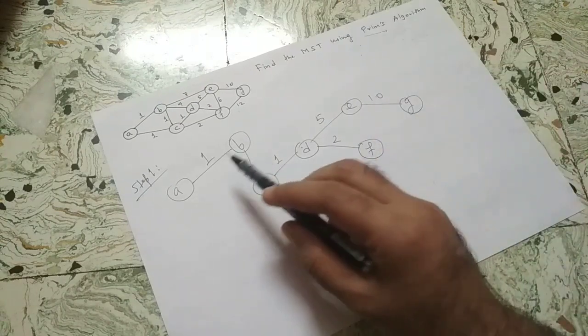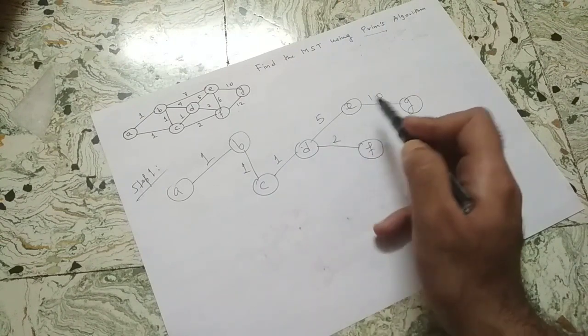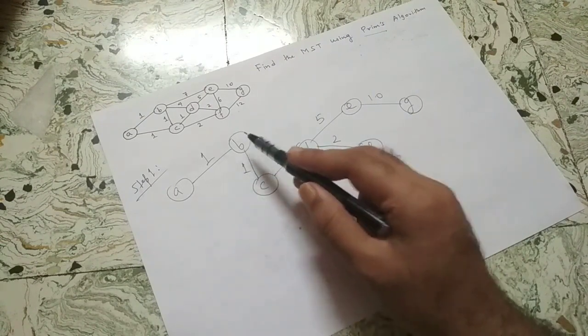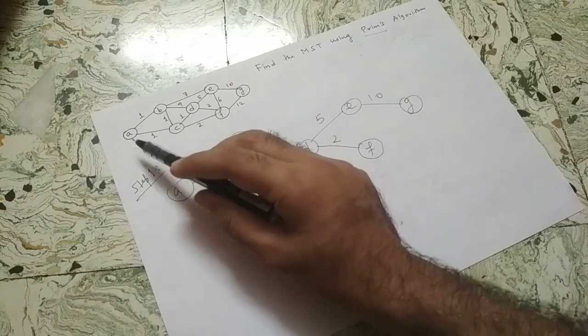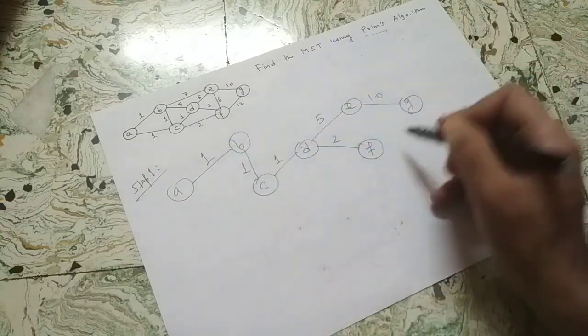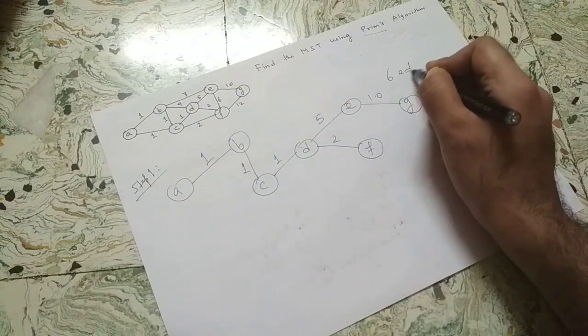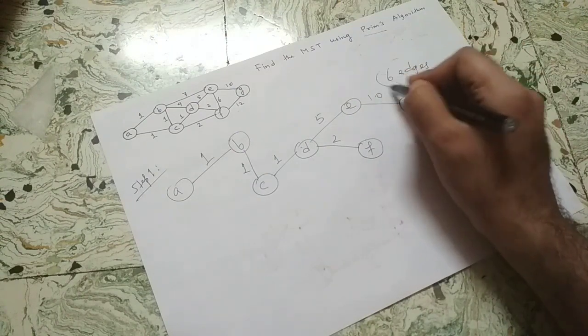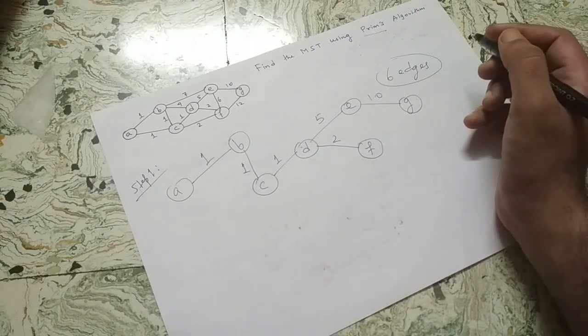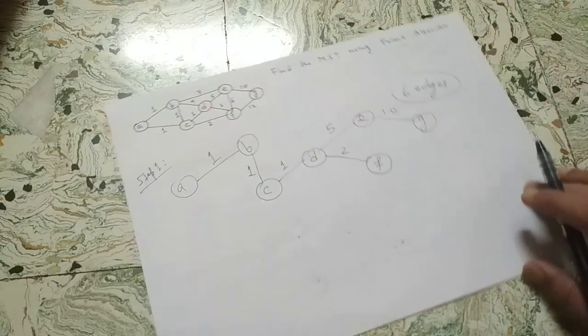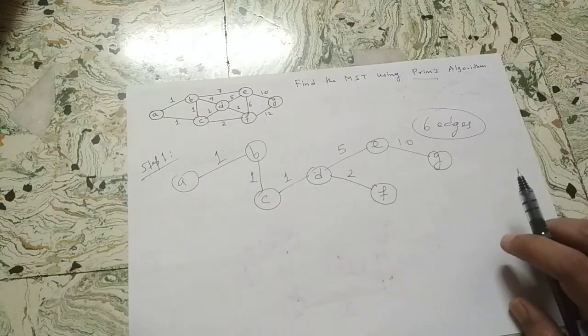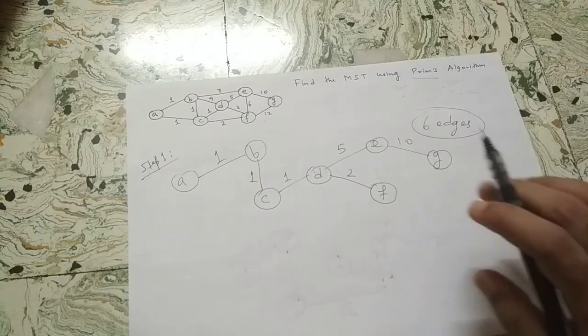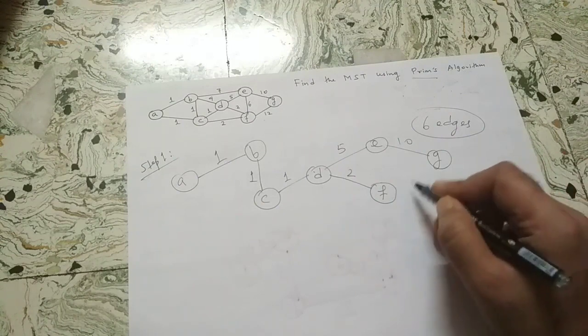Now, how many edges have I added? 1, 2, 3, 4, 5, 6. And how many vertices are there? 1, 2, 3, 4, 5, 6, 7. I can add a maximum of 6 edges if I don't want any cycles in my graph. And that is the terminating condition of Prim's algorithm. You'll keep on adding edges till you reach the value of n minus 1, where n denotes the number of vertices. So in this case, you could add a maximum of 6 edges, and I've added 6 edges, so I'll stop. Now, this is my minimum spanning tree.